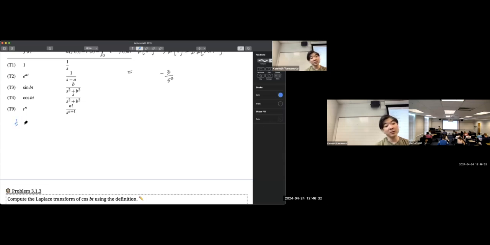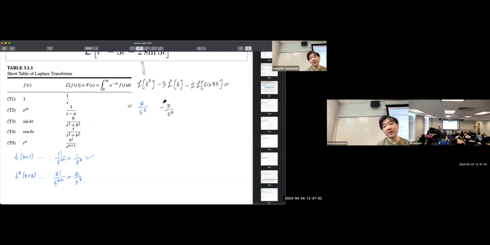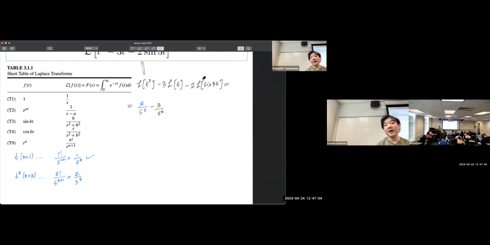So when it was just t, n equal to 1, we'll get 1 factorial over s to the 1 plus 1, which is equal to 1 over s squared. And this is what we got before. Now, if we're interested in t squared, that's n equal to 2. This is going to be 2 factorial over s to the 2 plus 1, which is going to be 2 over s cubed. And that's what we're going to use. So this is going to be 2 over s cubed. And then you're going to have minus 3 over s squared. And then this one we for sure didn't do.